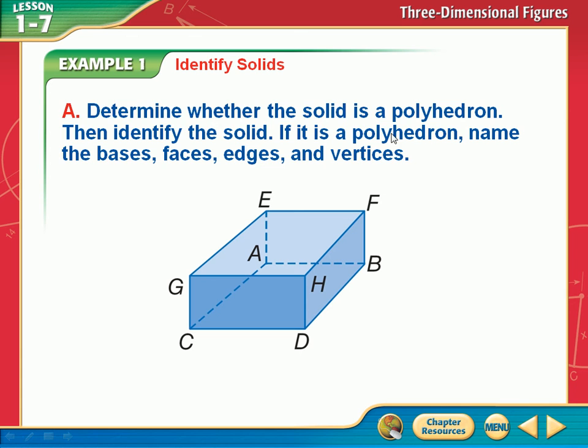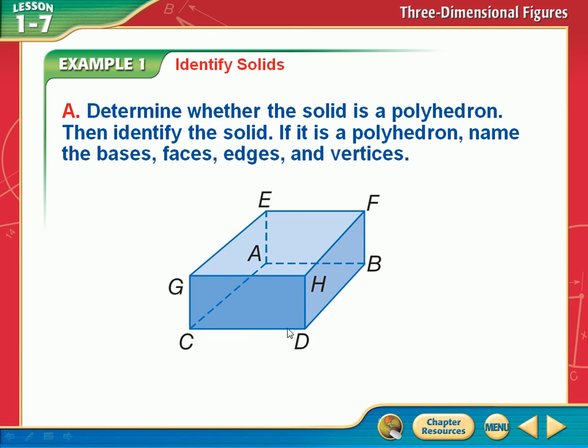Identify the solid. If it's a polyhedron, which it is, we determine it is. Name the bases. So what are the bases of this thing? It's like the top and bottom. But what kind of a shape are the bases? It's a quadrilateral, so I have to have 4 points. I can't just say it's C or G. Name the top for me. Let's start at E: E, G, H, F. That would be one base.